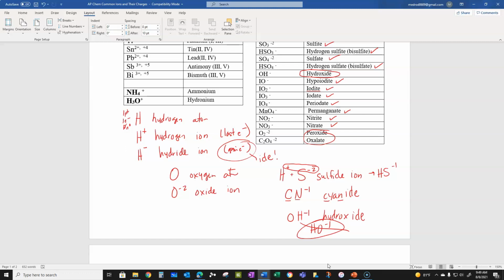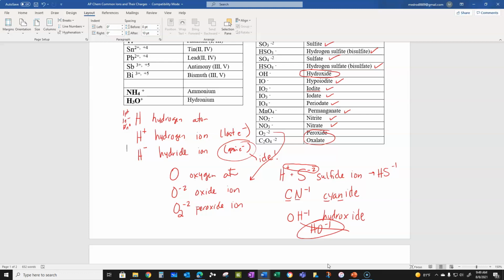Oxide, let me go back to this one right here, okay? So oxide, let's go to this example. Oxide is O negative 2. But what if I do 2 oxygens with the same charge? Well, we call that peroxide. Okay? And I'm sure, ladies and gentlemen, you've heard of hydrogen peroxide, the brown bottle in the bathroom sink. And he is that formula. Okay? H2O2, hydrogen peroxide.